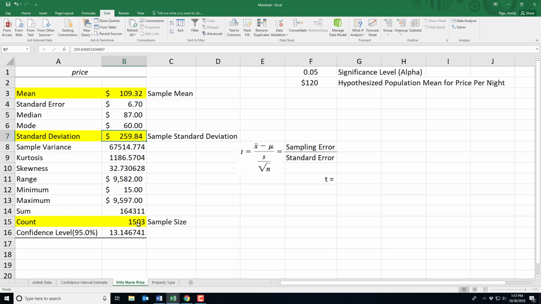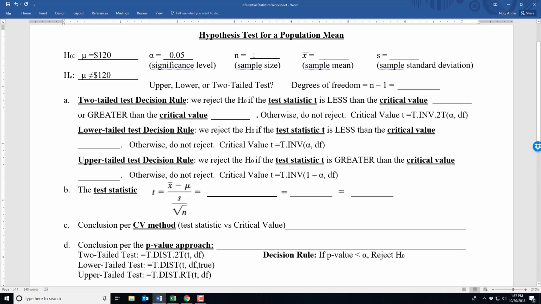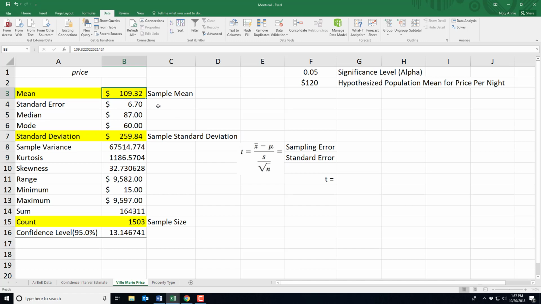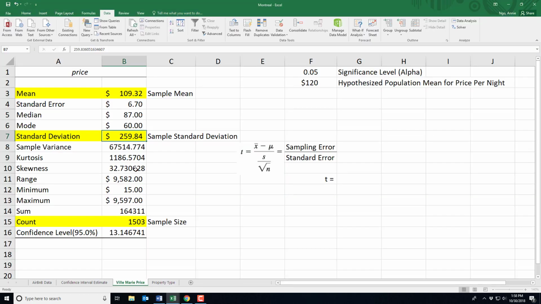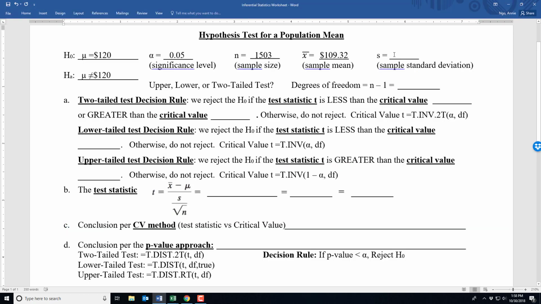So I'm going to go ahead and plug in my sample size onto my worksheet. That's the 1,503 listings from my data set. For the sample mean, we can see it's $109.32, so I'll type in $109.32. And for the sample standard deviation, we have $259.84. Now I want to make sure I know what kind of test this is. Looking at my hypothesis test, because it's equals, not equals, this is a two-tailed test.